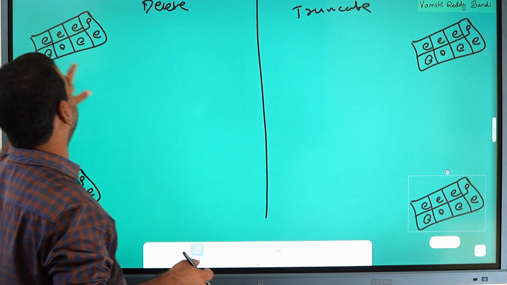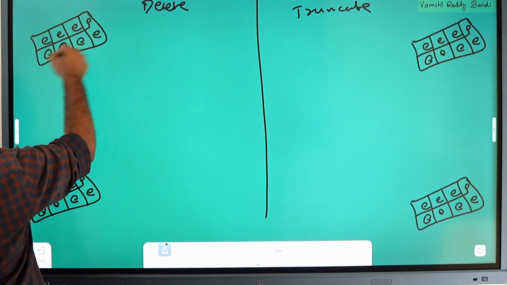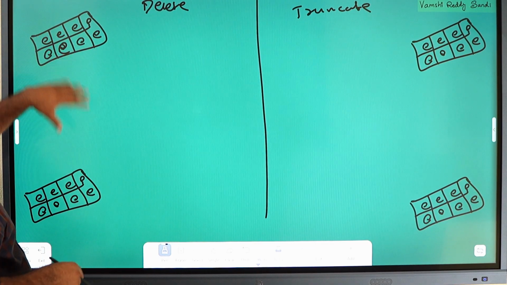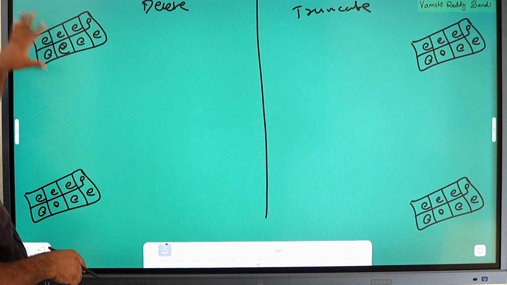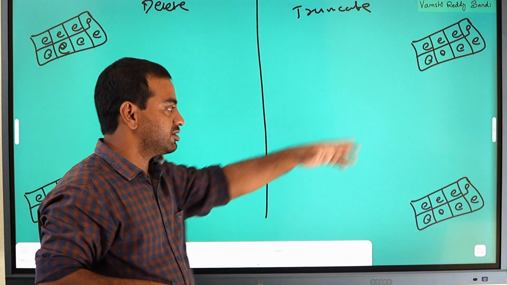Let us assume the data is like this. Let us consider this is a chain of blocks, a combination of blocks in which there are 8 blocks of EMP related things. So what happens when I do delete? What happens when I do truncate? We'll try to understand this particular concept.